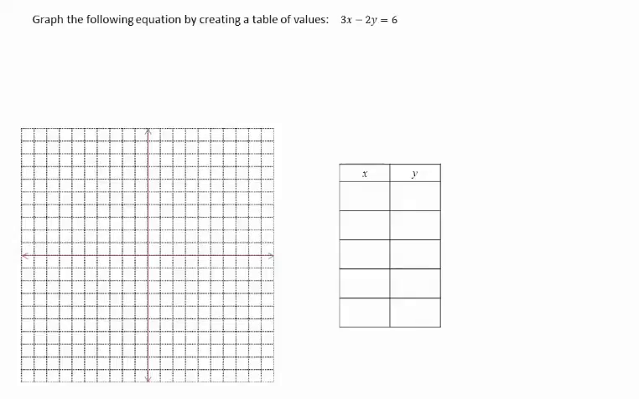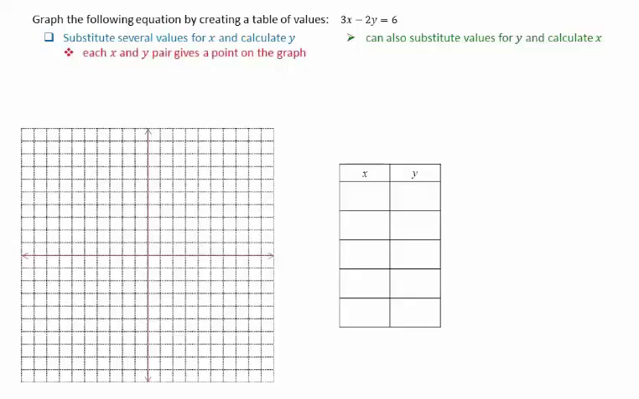Graph the following equation by creating a table of values. To graph using a table of values, simply substitute several values of x and calculate the y value. Note we can also substitute values of y instead and calculate the x value. Each x and y pair corresponds to a point on the graph.